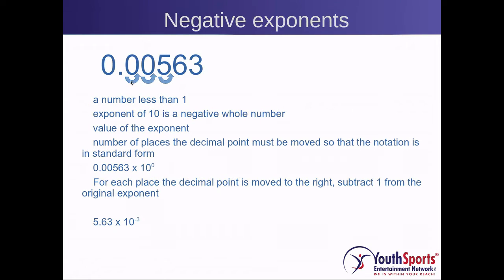Now let's take a number like 0.00563. To get this to the standard notation, we need to move the decimal point 3 positions to the right. Therefore, the exponent of 10 will be a negative number, and when we move it 3 positions to the right, this 0 will become a negative 3. So 0.00563 is the same as 5.63 times 10 to the negative 3.